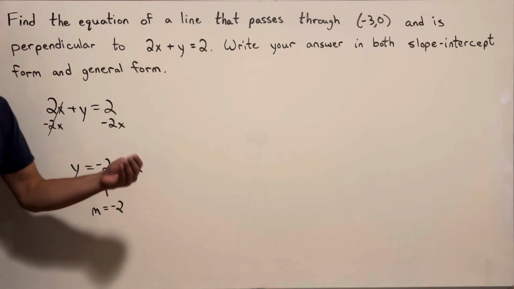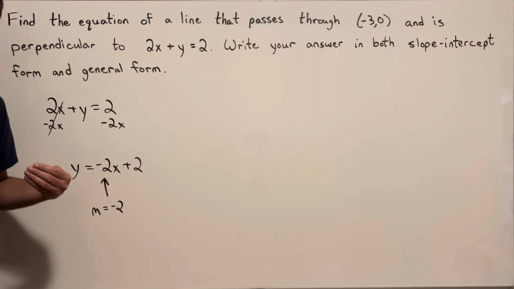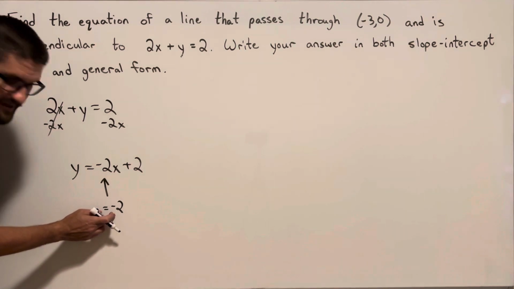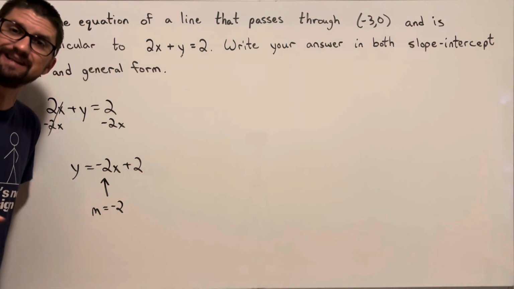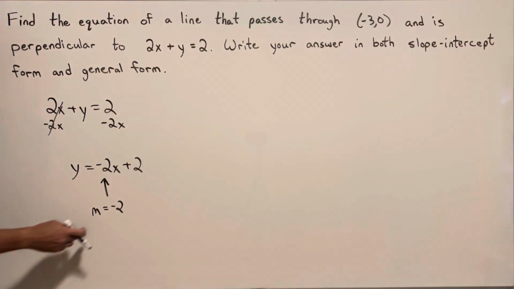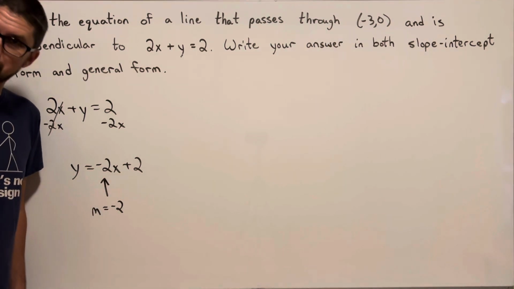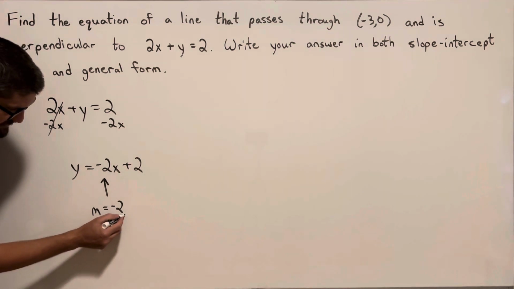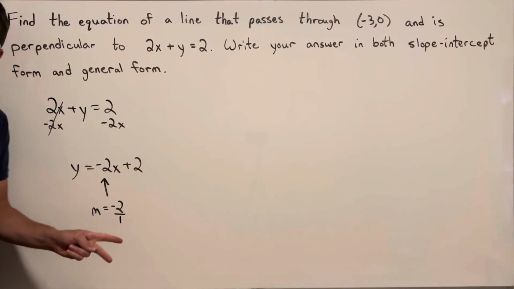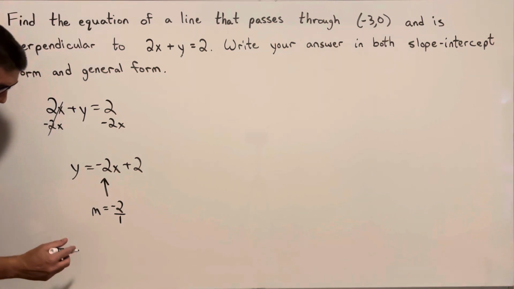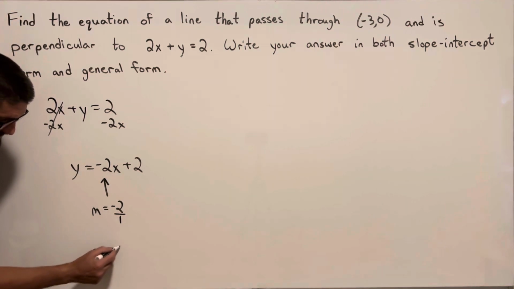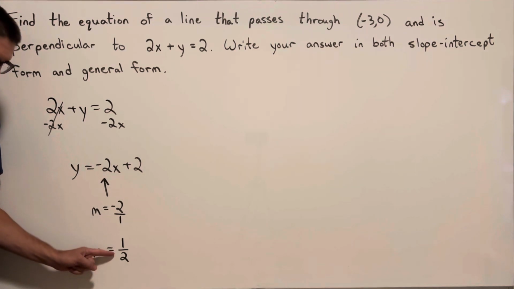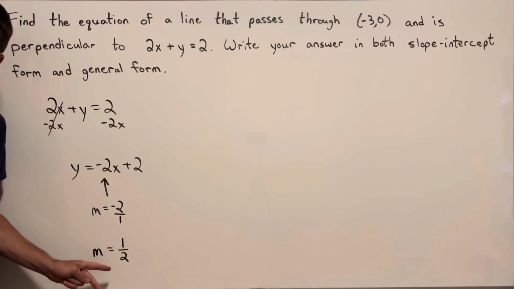Since my line is perpendicular to this line, the slope of my line is going to be the opposite reciprocal of this. Opposite meaning the opposite sign. The slope is negative, so my slope is positive. And the reciprocal means you flip it. So if you think of this as a fraction and you flip it, you get 1/2. So the slope of my line is going to be positive 1/2. I took the opposite sign and the reciprocal.